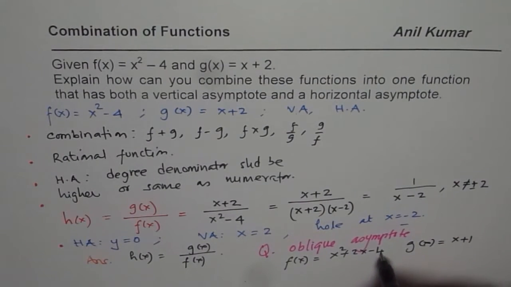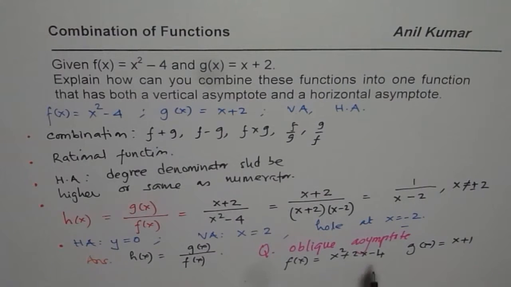let me change this value to 4, okay. Now in this case, you need to find how you can combine these two functions so that you get an oblique asymptote, right? You don't get a horizontal asymptote. So that is the question for you.